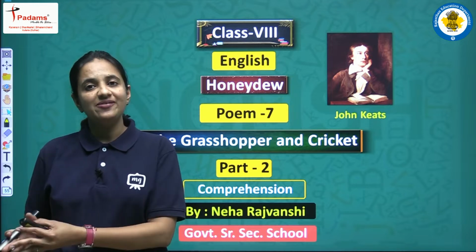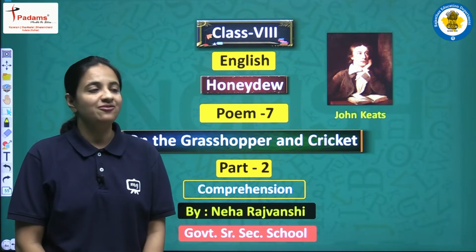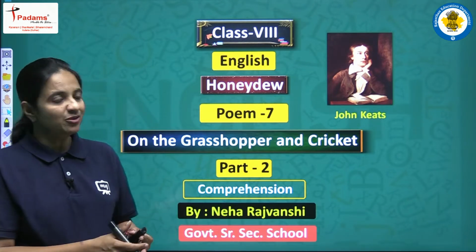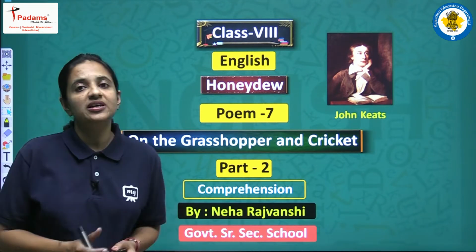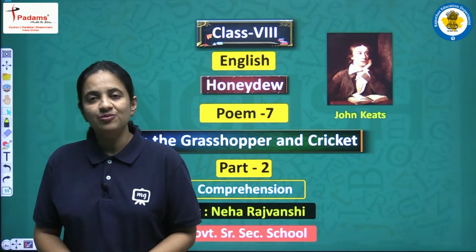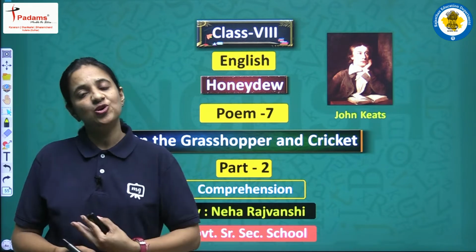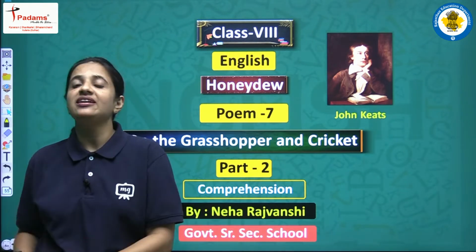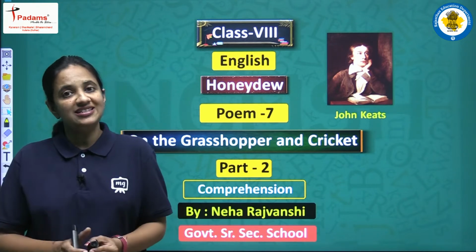So students, in the previous video we completed reading our last poem, poem number 7 from the book Honeydew. The name of the poem is On the Grasshopper and Cricket. In this poem we have discussed so many things, so many literary devices, and I am very sure that the explanation part and all the literary devices are clear to you all.